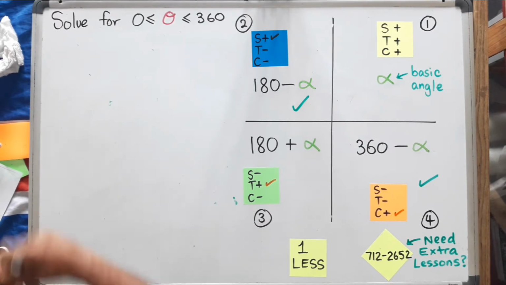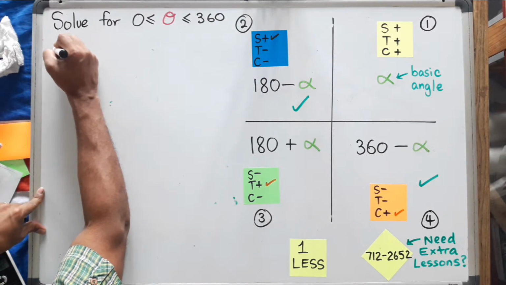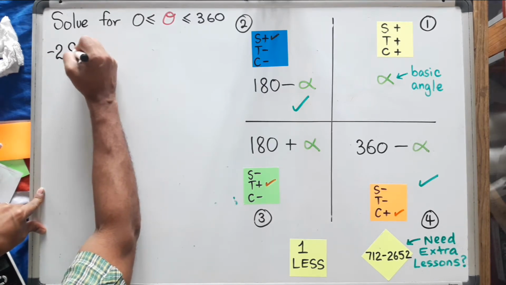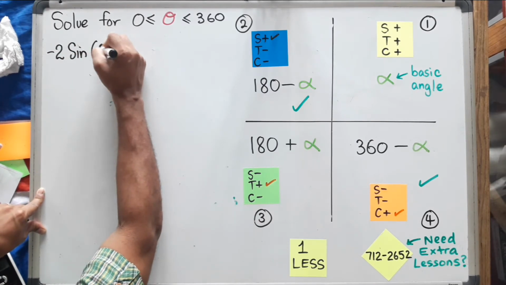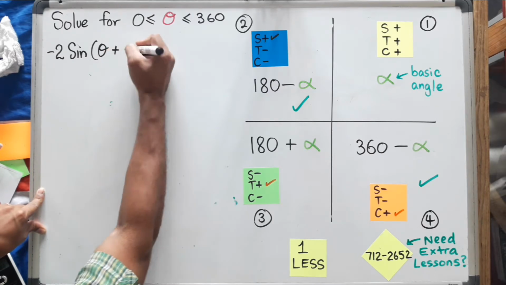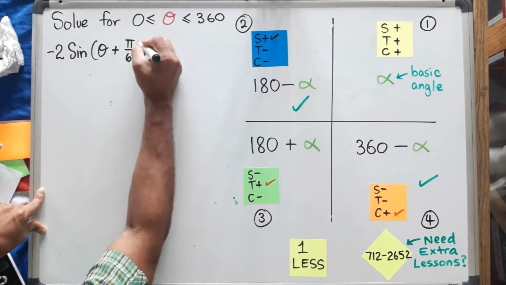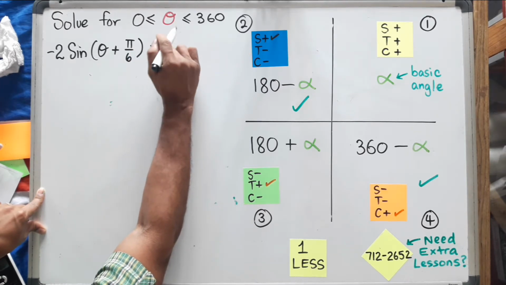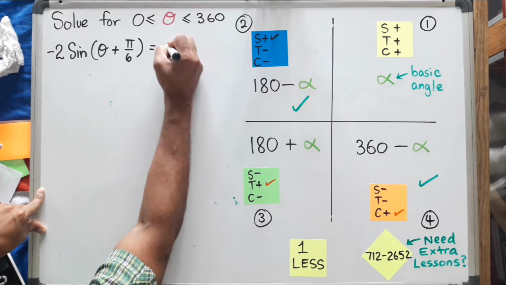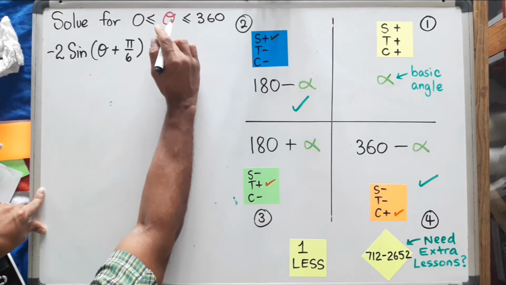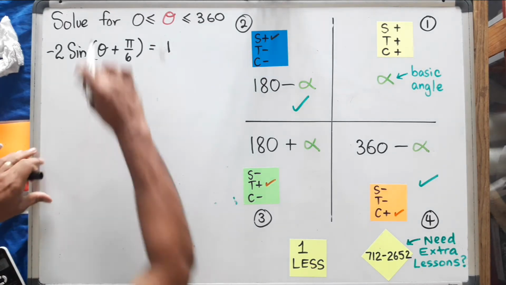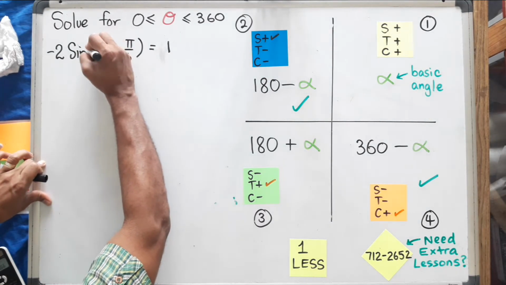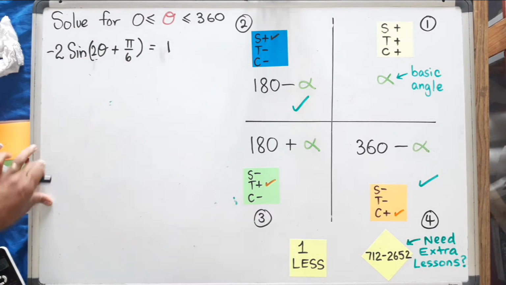So let's try this. Minus 2 sine theta plus pi on 6 is equal to minus, sorry, let me make it a harder one. I want to have a negative one. Positive one. Right, so this should be a little bit harder. Oh, and I forgot to put something here. Let's put a 2 here. Okay, so we have minus 2 sine, open brackets, 2 theta plus pi on 6.